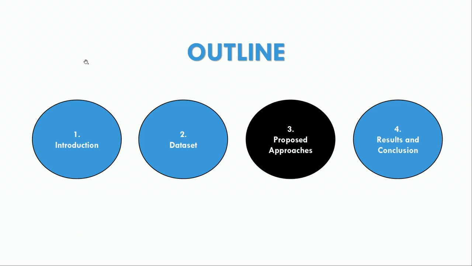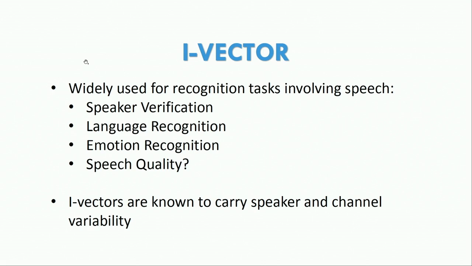Okay, so now let's go to the proposed approach. The first approach that we thought was using iVector. The iVector has been widely used for recognition tasks. So that was one of the motivations. It has been used for speaker verification, language recognition, emotion recognition. And the question was, what about speech quality? Can you use iVector for that? iVectors are known to carry speaker and also channel variability.